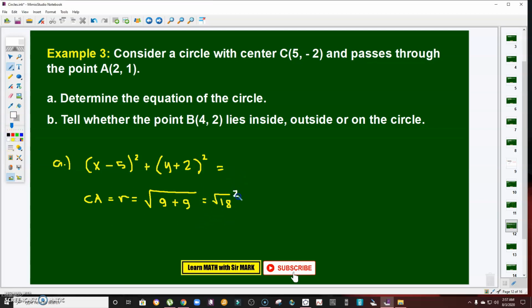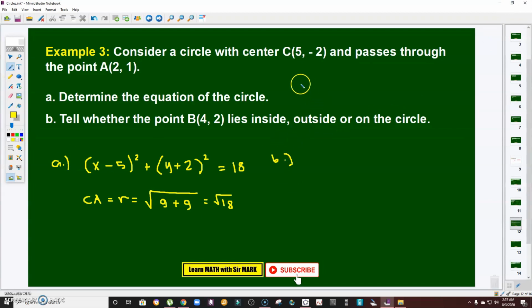Kung i-square ko yan, therefore, the equation here will become (x minus 5) to be squared plus (y plus 2) to be squared equals 18. See that? So, this is the answer in letter A. Okay. Clear? Next, so let's have letter B. Okay, paano yung letter B?